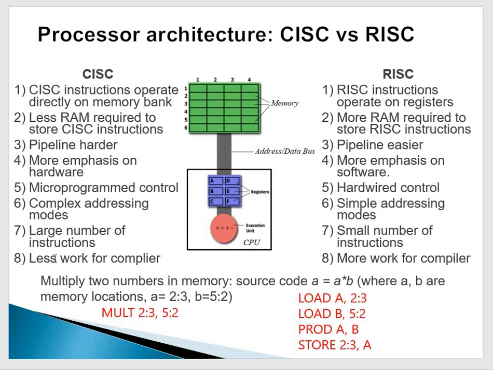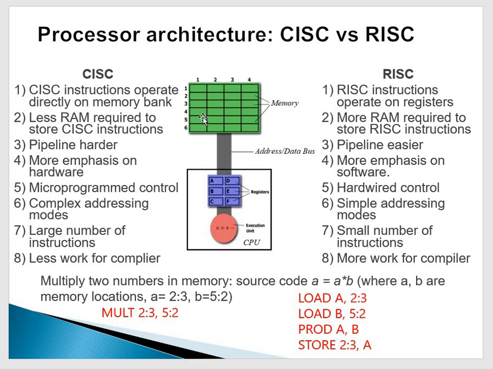So here in this particular slide, we will try to compare the performance of RISC and CISC. This side is CISC, which is the complex instruction set computer, and this side will be RISC, which is the reduced instruction set computer. First is CISC. CISC instructions operate directly on the memory bank. So what does it mean?